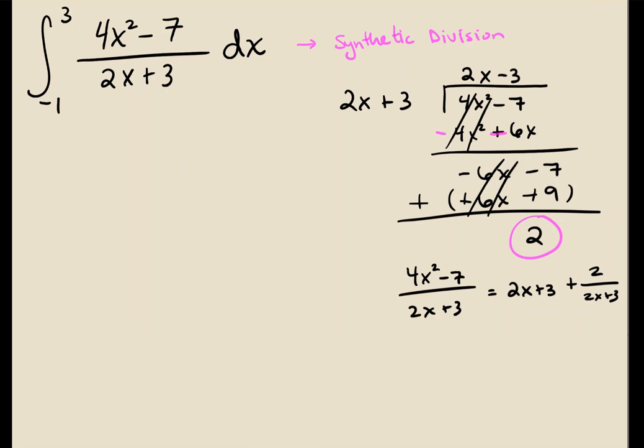Oh, but I wrote this wrong. This was a minus 3, so this should be a minus 3. So yeah, 2x minus 3 with the remainder of 2 over 2x plus 3. So this replaces our integrand.